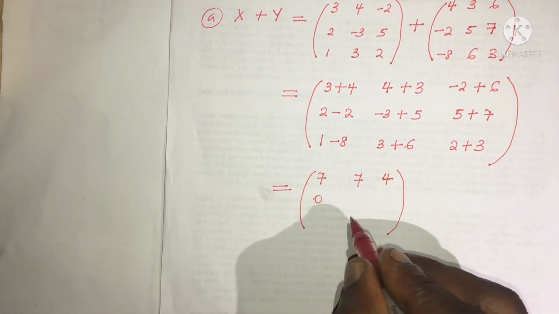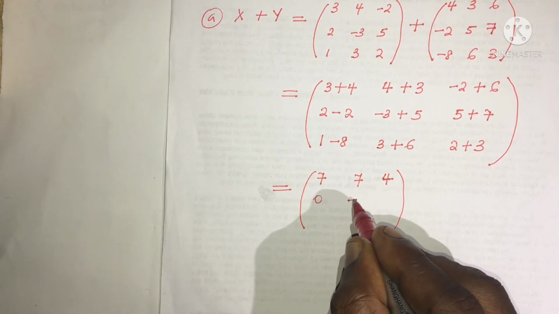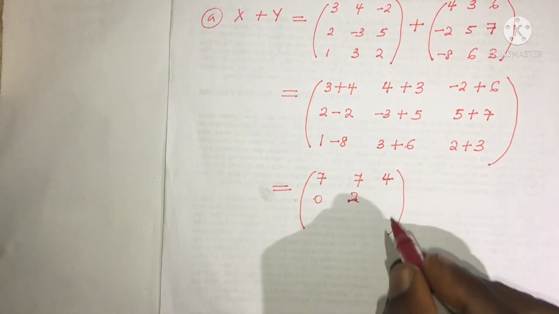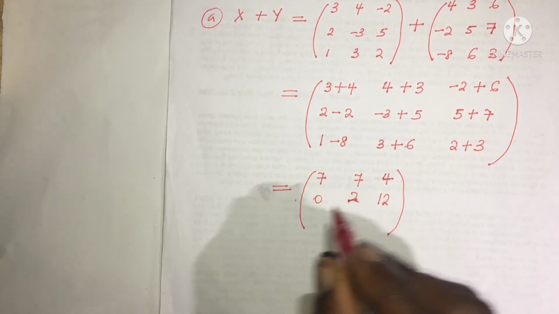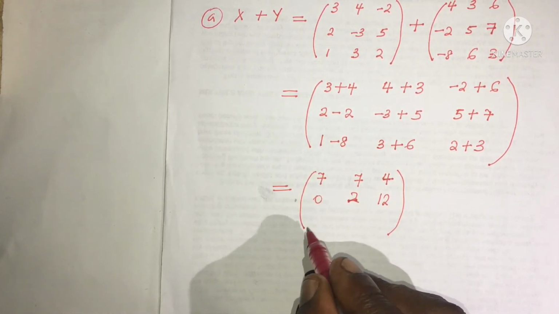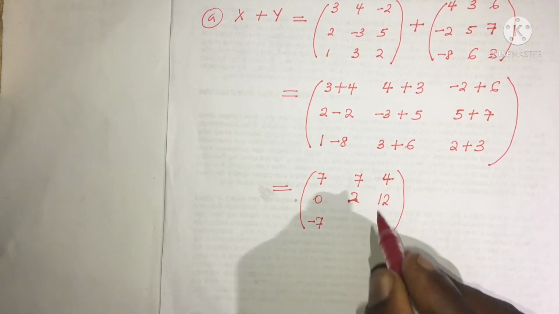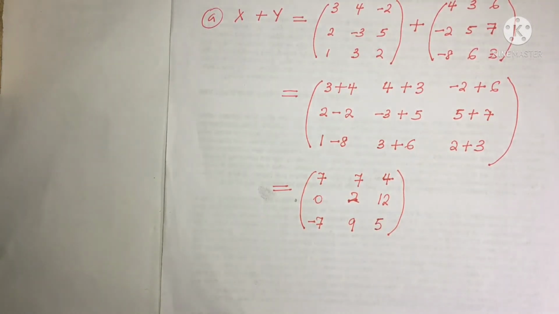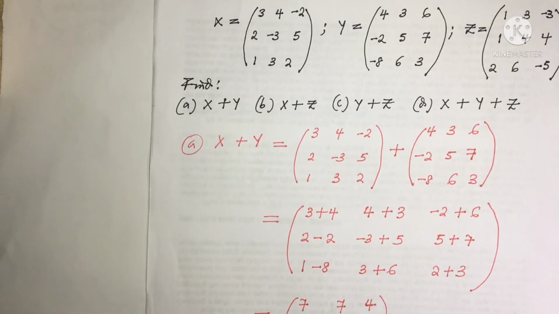Minus 3 plus 5 will give you positive 2. 5 plus 7 will give you 12. 1 minus 8 will give you minus 7. 3 plus 6 will give you 9. And finally, 2 plus 3 will give you 5. So this is the result we are going to get for X plus Y, adding X to Y, okay?